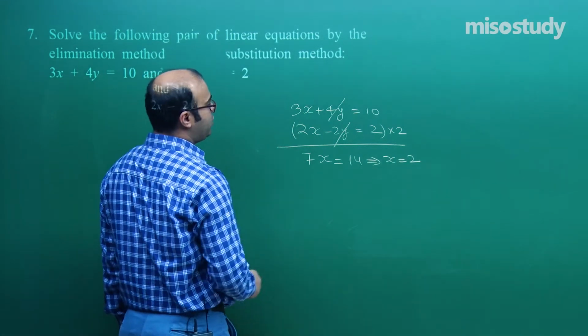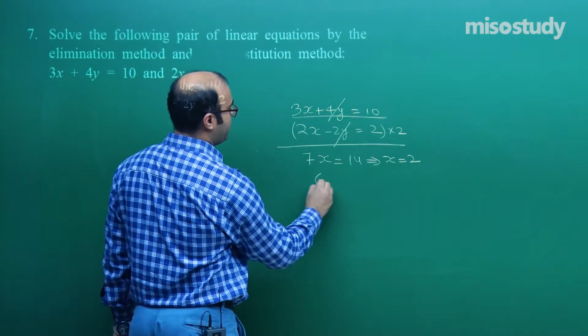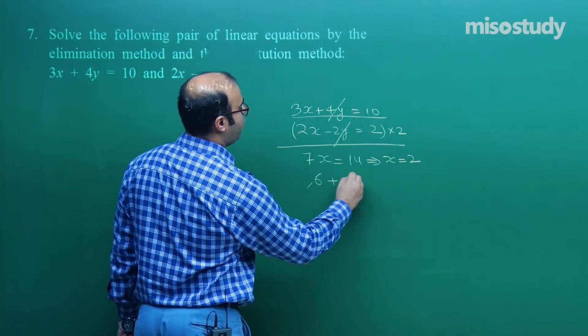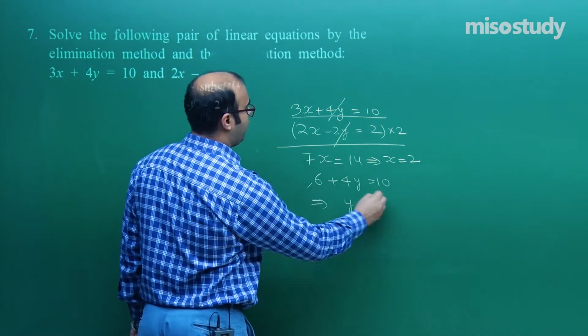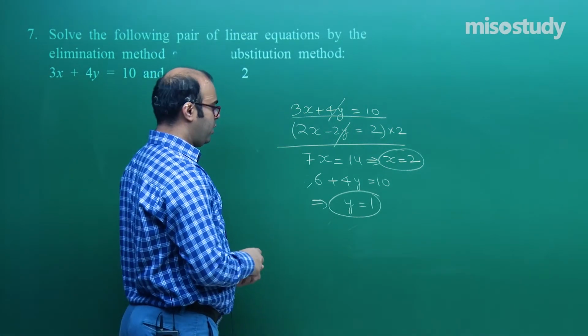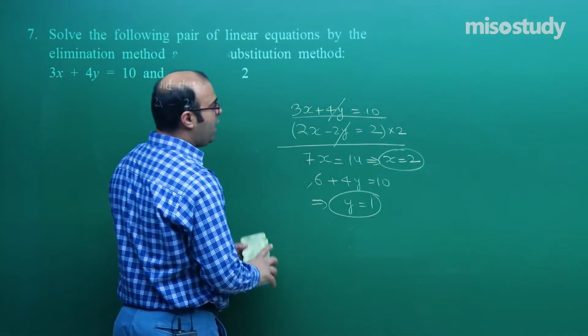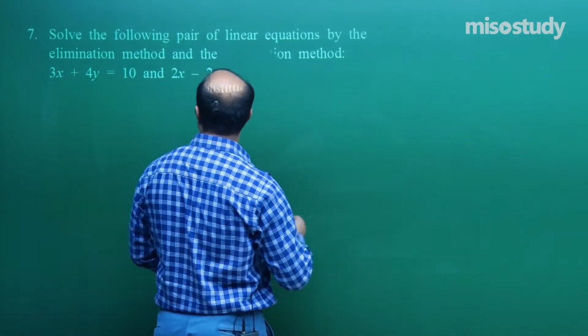Similarly, after getting x is equal to 2, we put it in any one of the equations. Here let us put it. So this will become 6, therefore plus 4y is equal to 10. So y is equal to 1. So y is 1 and x is equal to 2. So our answer is (2, 1). We can verify this again by the substitution method, as they are saying that do it by substitution also.